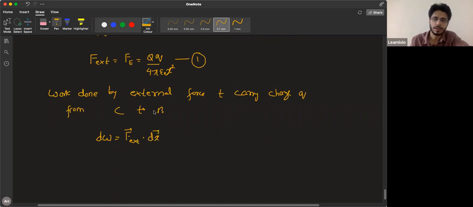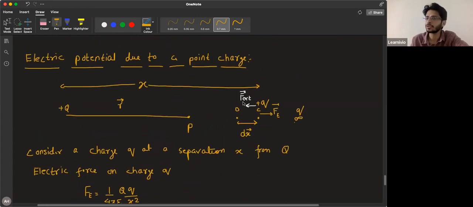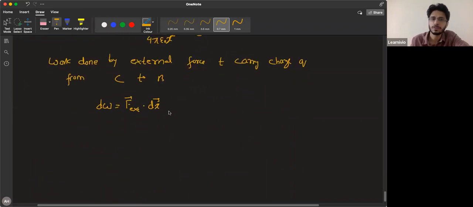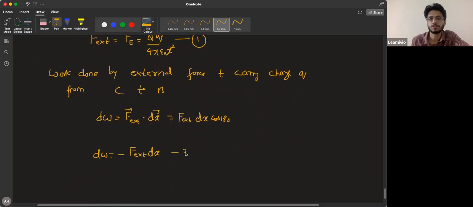Now this F external and dx are in opposite directions. F external is to the left hand side and the direction of dx is to the right. dx is a small portion of the position vector, which is acting to the right. So these two vectors act in opposite directions, and the angle between them is 180 degrees. So F external dx cos 180. Cos 180 is minus 1, so you have minus F external into dx. Let's call this equation 2.